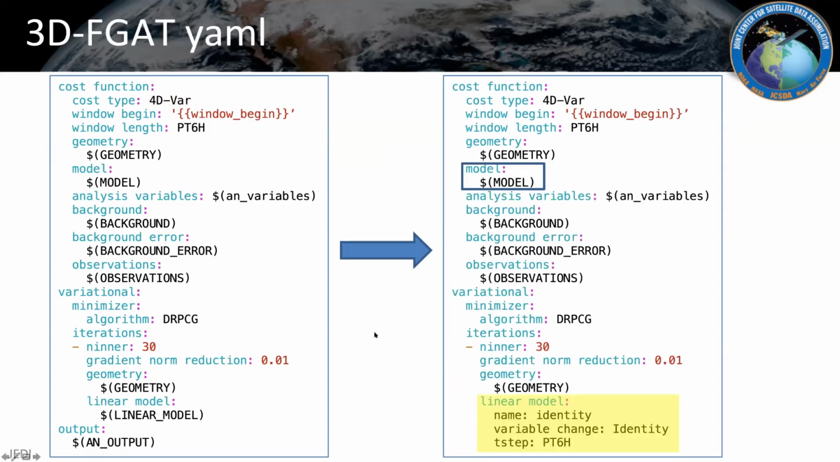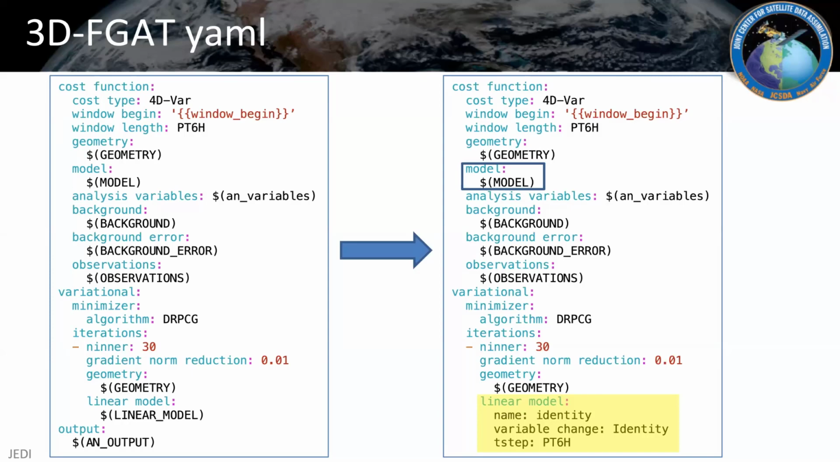And if you want to do a 3D FGAT, again, this time you leave the model, so you still use the 4DVar cost function. We didn't write an FGAT specific cost function. You still leave the model in there for the computation of the innovations, but then the linear model is actually replaced by an identity model, which is just a model that does nothing. It's just immediately returned. You call it with an increment, it immediately returns and does nothing. So that makes it a lot faster.